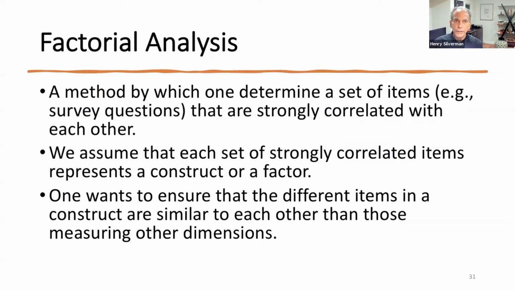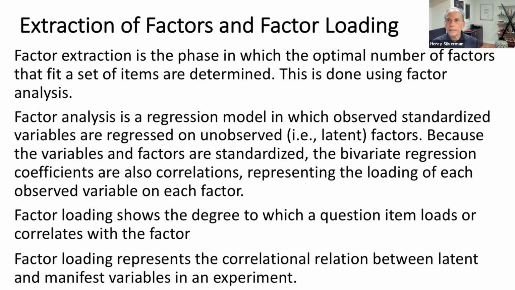Factor analysis is a method by which one determines a set of items in a questionnaire that are strongly correlated with each other. We assume that each set of strongly correlated items represents a construct or a factor. We want to ensure that the different items in a construct are more similar to each other than to those other items that are measuring other constructs. So how do we extract these factors? And what does the term factor loading really mean?